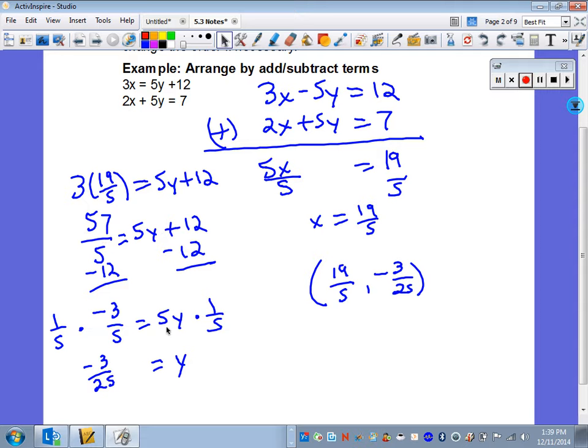Then you can either divide by 5 or multiply both sides by the reciprocal, which is 1 over 5. When I do that, I get negative 3 over 25 equals y. So my ordered pair was 19/5, comma, negative 3/25. Feel free to pause and replay as much as you need.